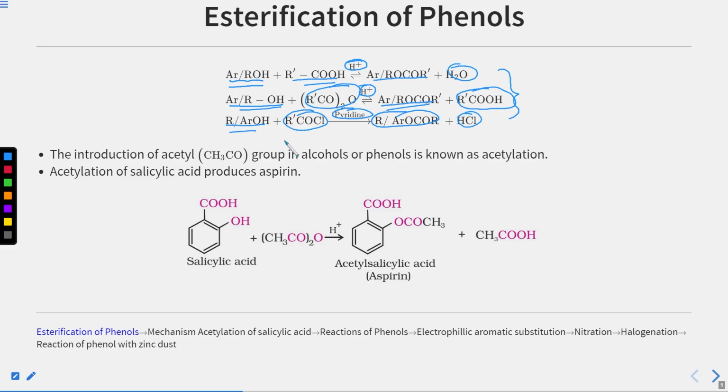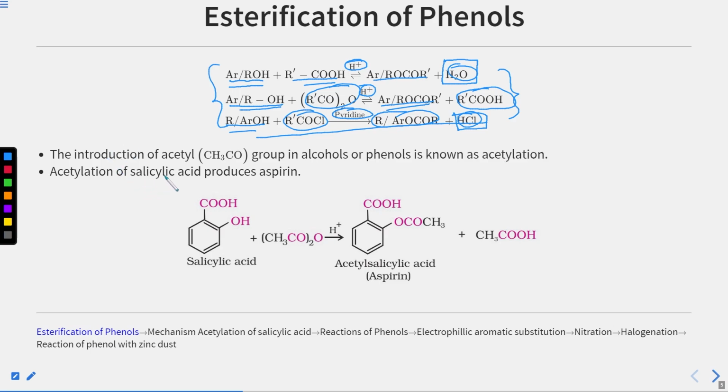One more important thing is that all of these are reversible reactions, so they can also move in the backward direction. Therefore, in the first one, water is removed to facilitate the forward reaction according to Le Chatelier's principle. In this one, we use pyridine, which neutralizes the released HCl, reducing the product concentration and hence facilitating the forward direction in accordance with Le Chatelier's principle.